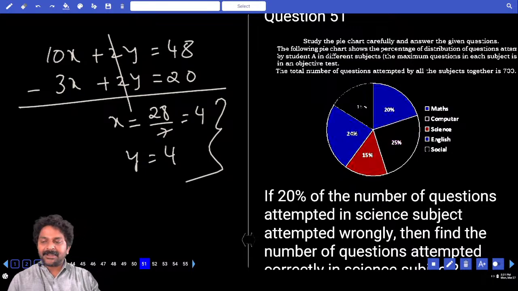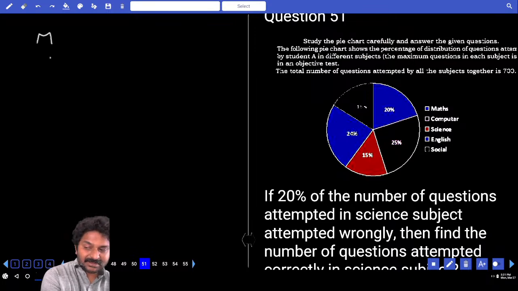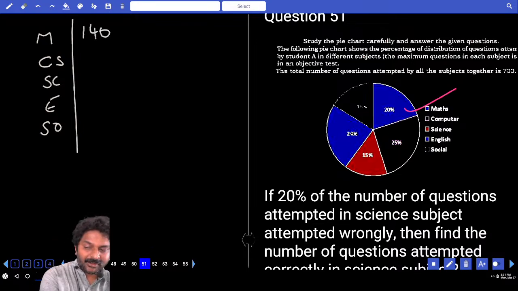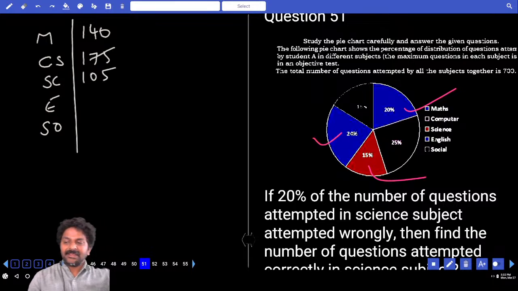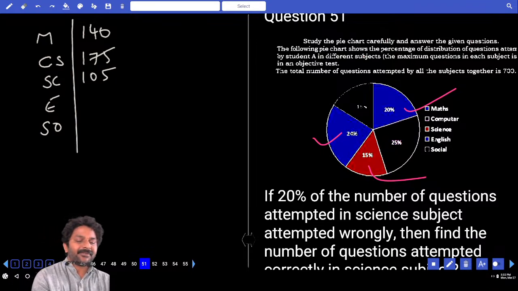Total number of questions attempted by all the subjects together, it is 700. Right, we have maths, computer science, science, English, and then social. Now 20%, 140. 25%, 175. 15%, 105. 24%: subtracting 1% from 25% only. Already we calculated 25%, which was 175. From that 1% is 7. Subtract 7 from 175.